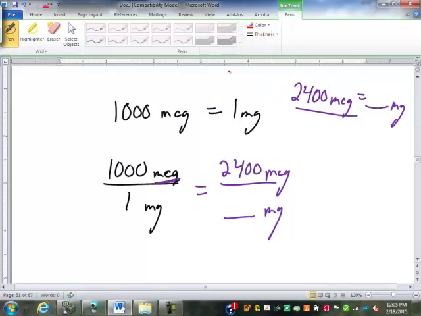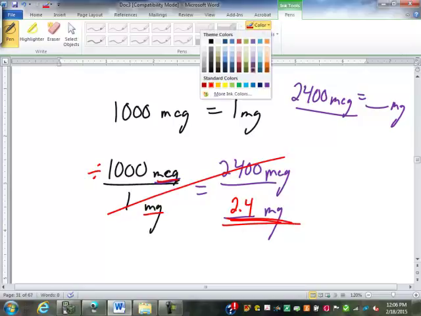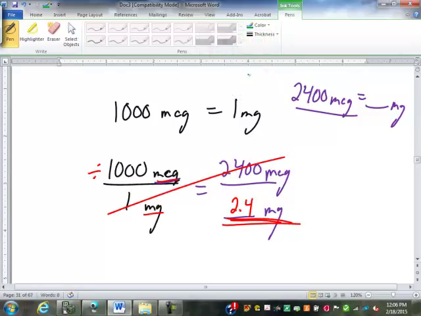Now, if you're looking closely at this, you realize that these are not ratios. These are rates. Micrograms to milligrams have different units, so it can't be a ratio. The proportions work equally well with rates. So we cross multiply and divide. 1 times 2,400 divided by 1,000 is 2.4. Hopefully, most of you are familiar enough with the metric system you didn't need to use something like that to make the conversion, but there's an example of it.